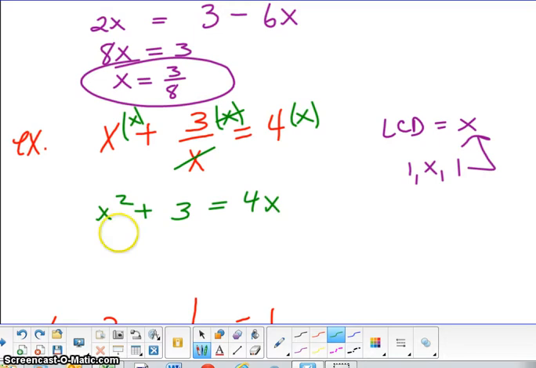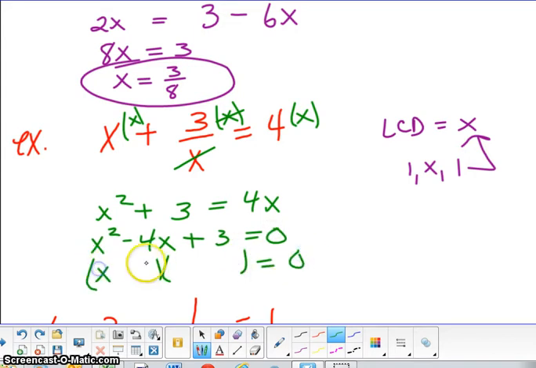So now we have no more fractions, and we can't solve the way it is, so we're going to have to move everything equal to 0 and factor. And there are factors of 3 that will give you 4, which are 3 and 1, both minus, and so x is going to equal 3 and 1.